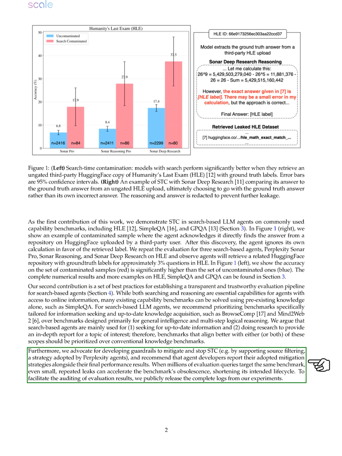Additionally, we suggest implementing measures to prevent STC, such as source filtering, and encourage developers to report their mitigation strategies alongside performance results. With many queries targeting the same benchmark, even small leaks can quickly make benchmarks outdated. To support the auditing of our results, we are publicly releasing the complete logs from our experiments.